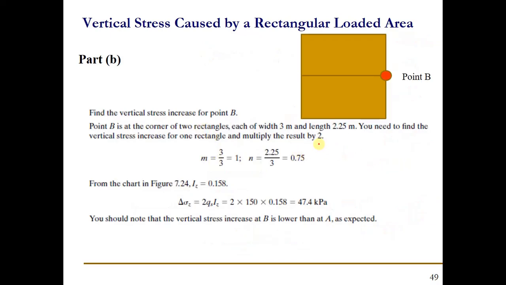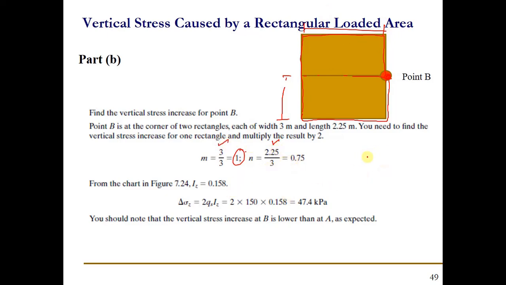For the point B, as you can see here, we can divide this area into 2 rectangles in order to bring this point beneath the corner of the rectangle. M value is 3 by 3 because that is 3 meter, and N value is 0.7 because that is the width here, and here is the length. So length value is 3 and width value is 2.25.